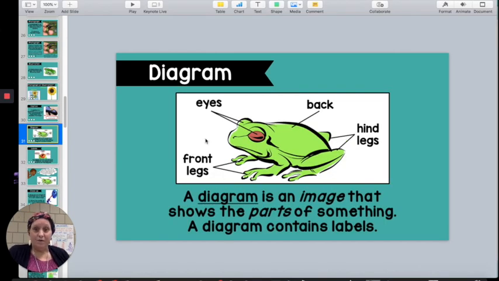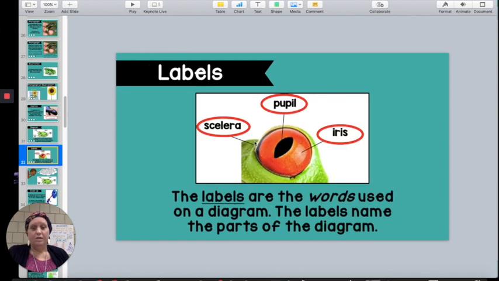A diagram is an image that shows the parts of something. A diagram contains labels. So a diagram can actually be a photograph or an illustration. The important part is that it has these labels that tell us where everything is, okay? You can see this one, it says there's sclera right here, the pupil is in the middle, the iris is this orange part. The labels name the different parts.